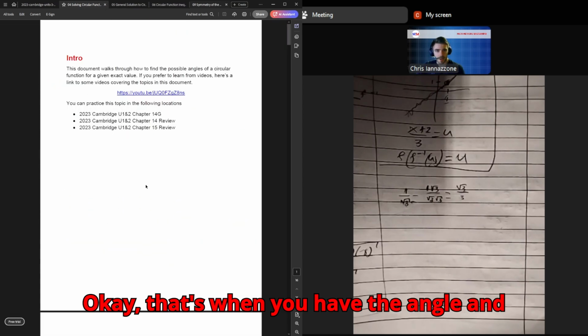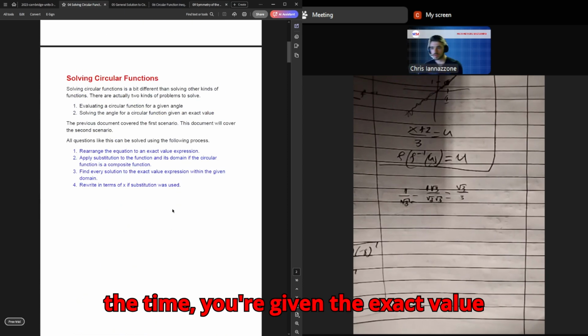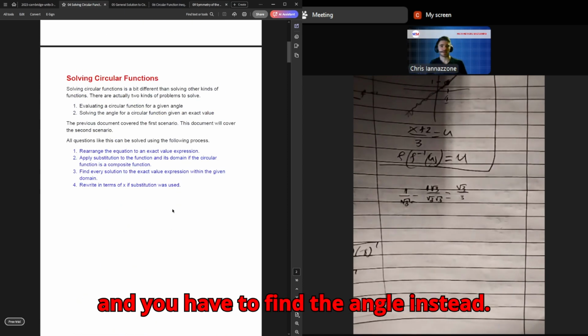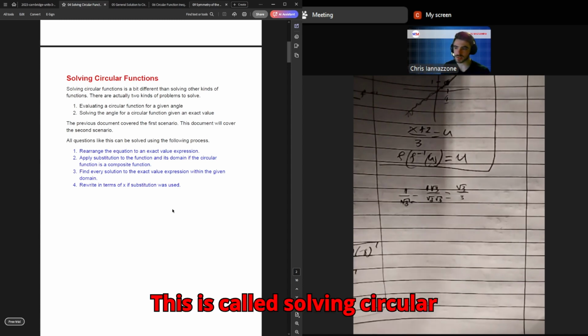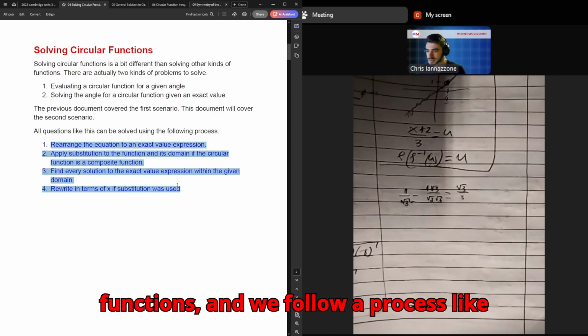Okay, that's when you have the angle and you want to find the exact value. Most of the time, you're given the exact value and you have to find the angle instead. This is called solving circular functions, and we follow a process like this.